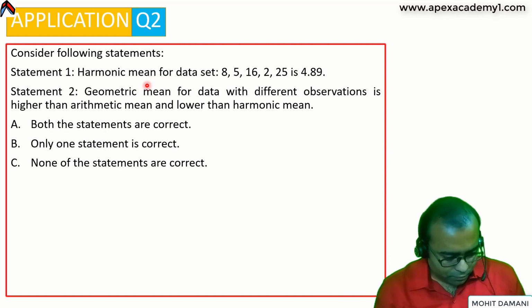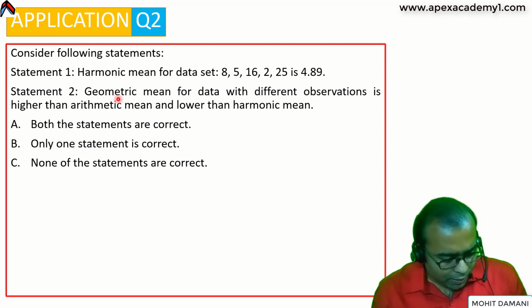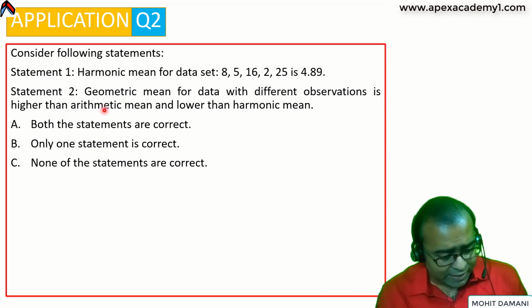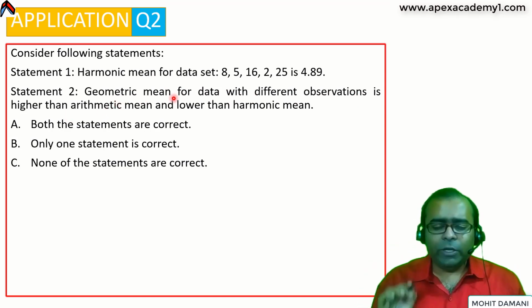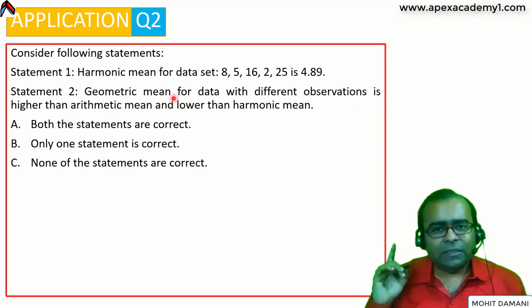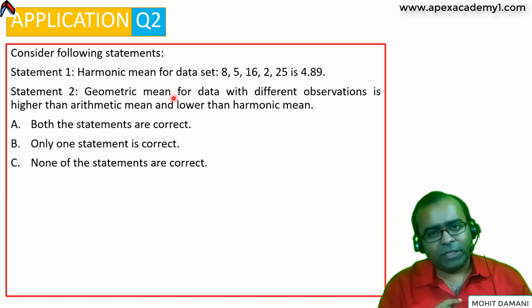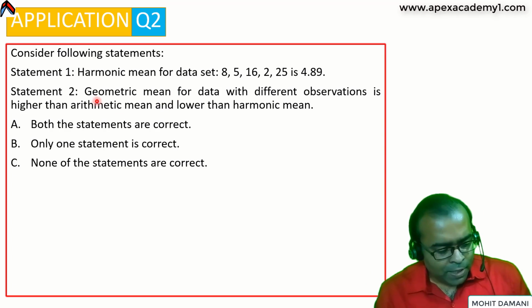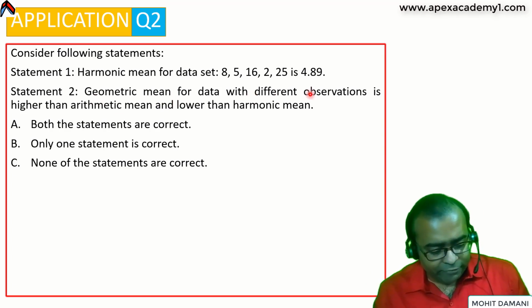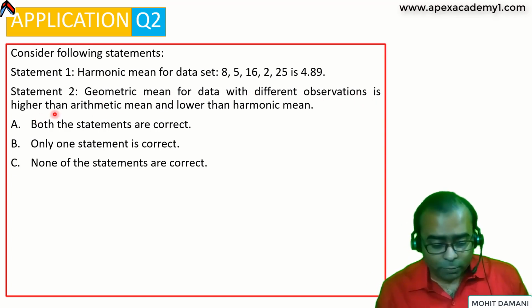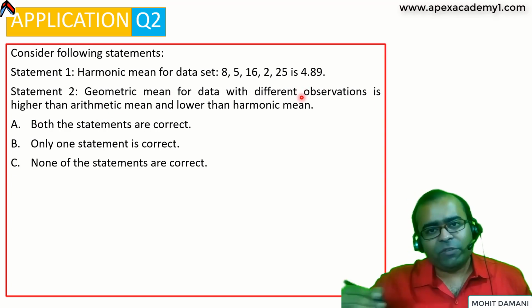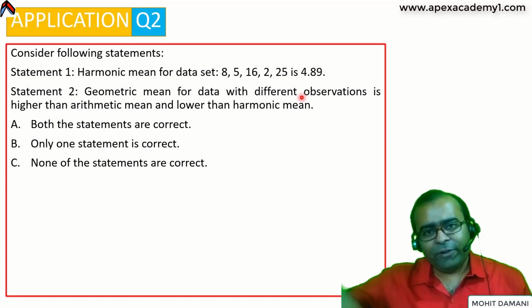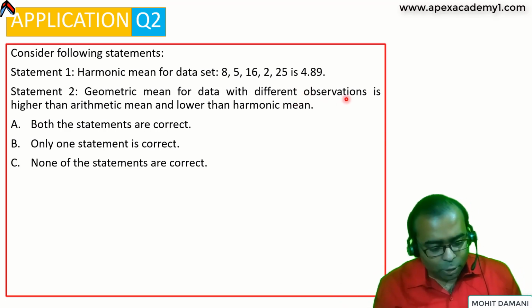Statement 2. This is analytical. Geometric mean for data with different observations is higher than arithmetic mean. Read it thoroughly. We know that AM is greater than or equal to GM, which is greater than or equal to HM, and there is no exception to this rule. Geometric mean for data with different observations. Equality only comes into the picture when all the observations are the same, like 5, 5, 5, 5, 5. That's what we discussed. But here the observations are different.